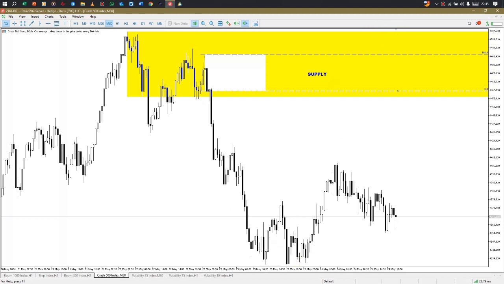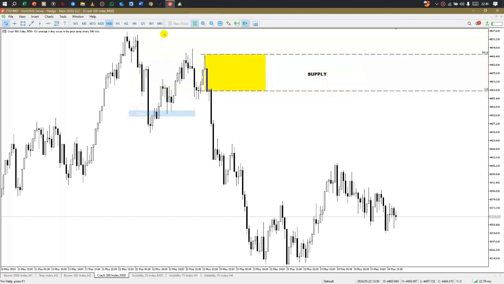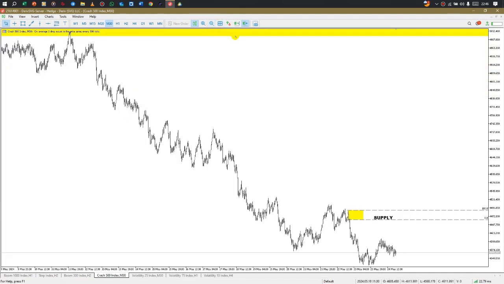So wait for the price to come in right at our supply zone here, which is within our daily supply zone. If it doesn't come to react to this zone here, then you'll have to look for another fresh daily supply zone.